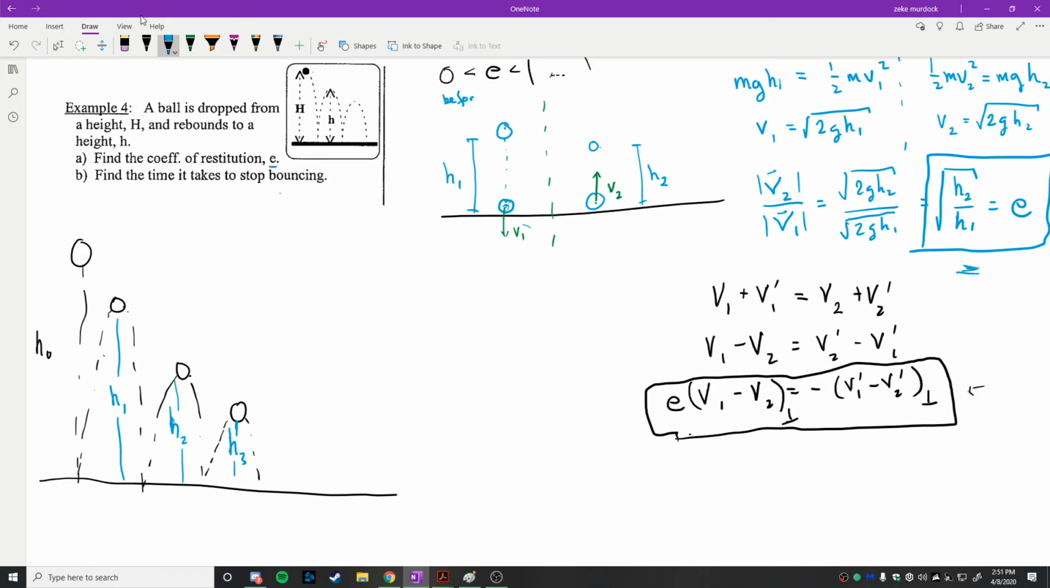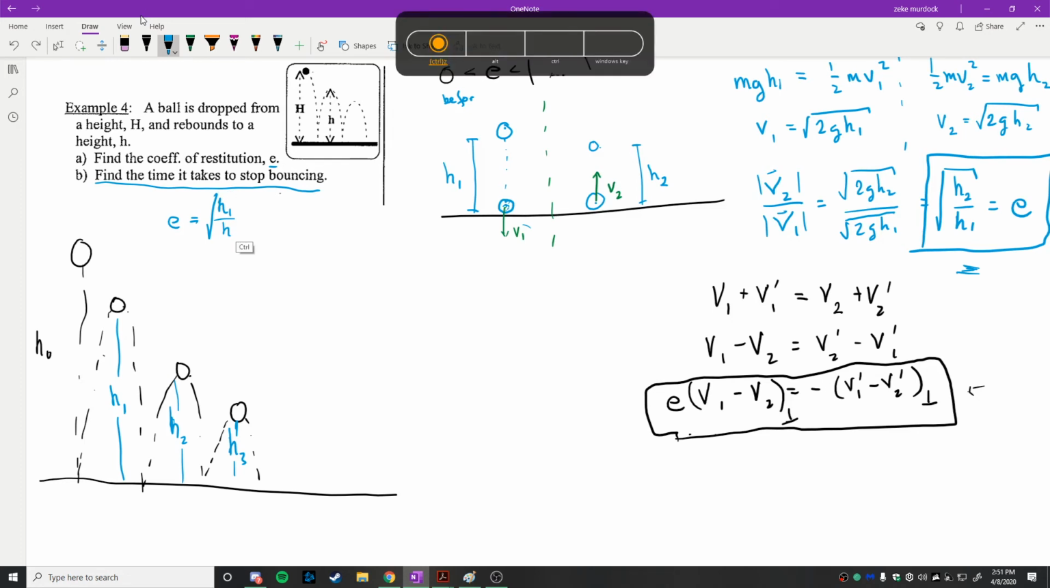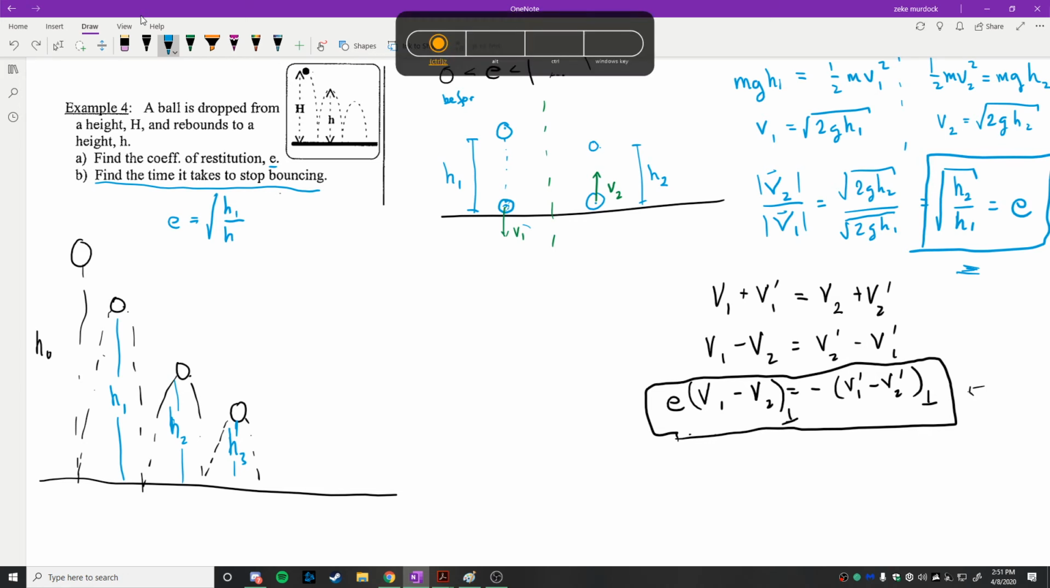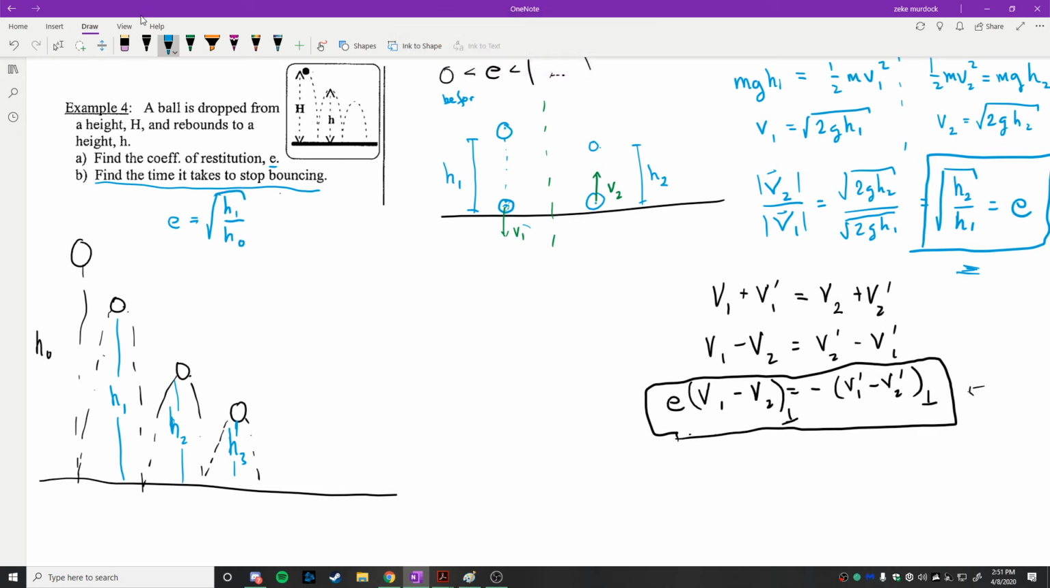We've already done that. Okay, this is really what we're going to do. So the coefficient of restitution is basically just equal to the square root of the less height over the small height, right? So h1 divided by h naught. Okay, that's your coefficient of restitution. I'm making these h's look like n's. I apologize. h1, h2, h0. There we go. That's our coefficient of restitution, right?